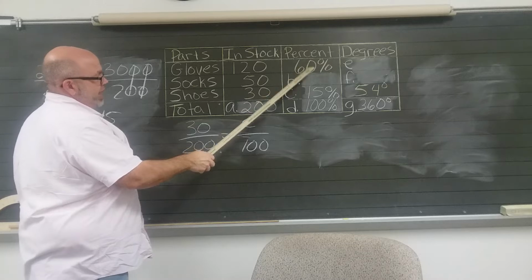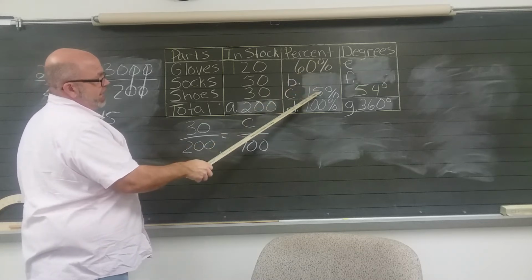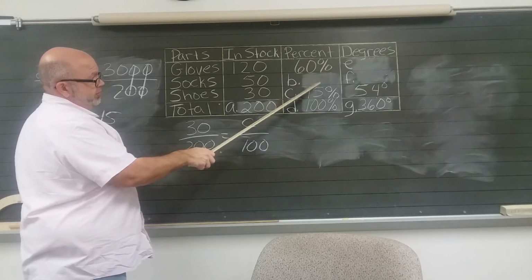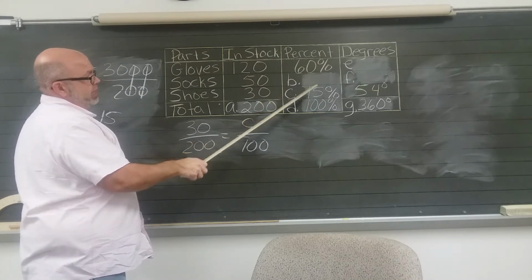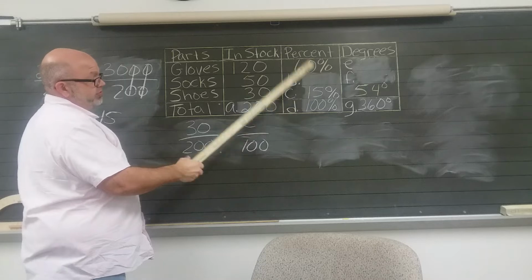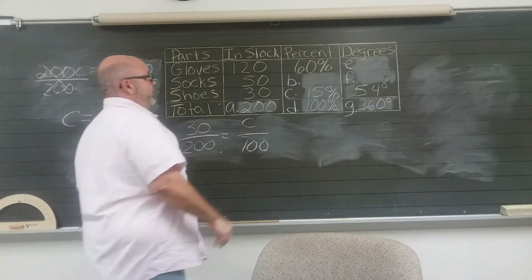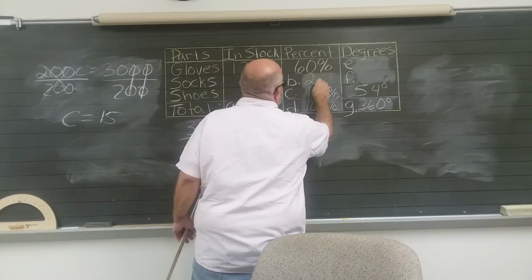Now that you have two of these, add these together, subtract them from your 100, and that's what goes into there then. So 60 plus 15 is what? 75. 60 plus 15 is 75. 100 minus 75 is 25%.